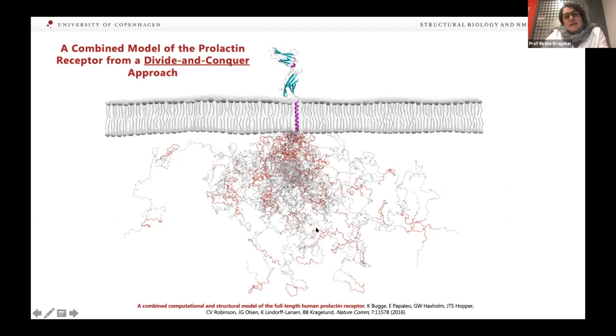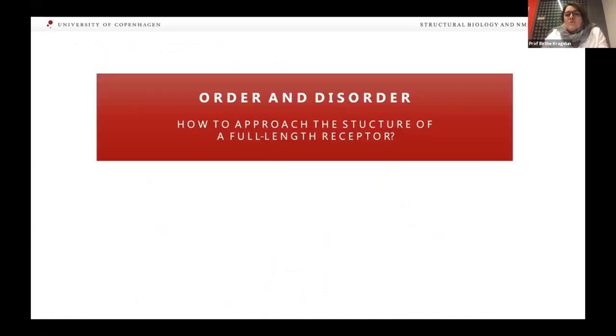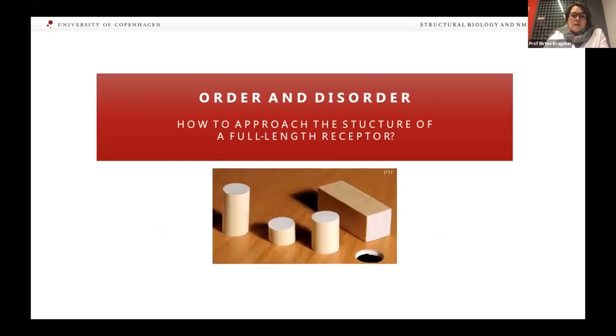But we were happy with this model, but what we really wanted is to be able to study the structure of the entire receptor in its entirety. So we asked, how can we approach the structure of a full-length receptor where we have both order, disorder, and a small membrane embedded part?